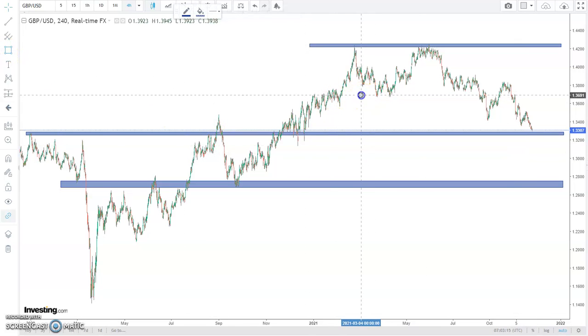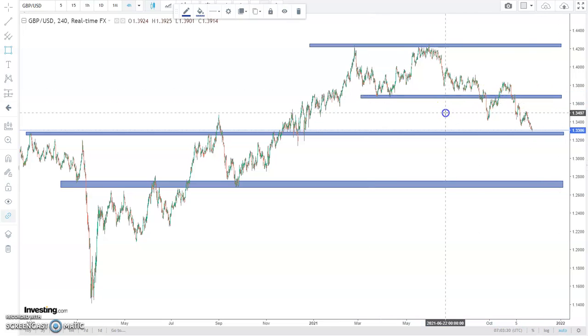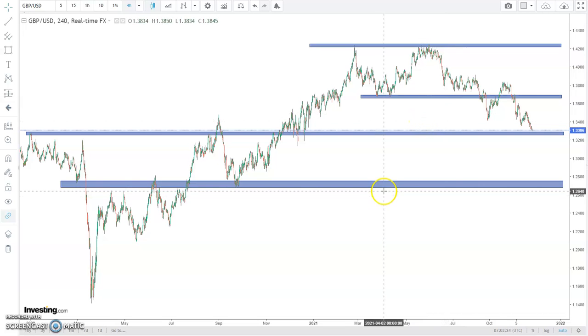And I could even look at this area here and say that that would be a minor resistance or support area. So that's my resistance and support in that area.